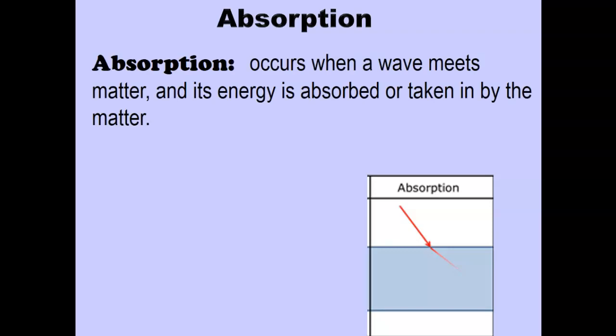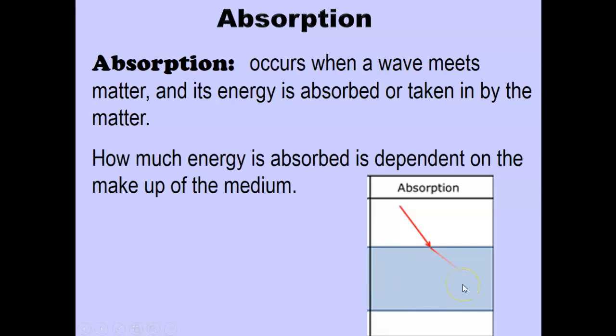So let's get started. Absorption occurs when a wave meets matter and the energy is absorbed or taken in by the matter. So if we look here in this picture, we see this wave, and this is actually a ray, is hitting some matter here, and we see it's getting absorbed by that matter. So we see none is going through. It is being completely absorbed. All of the energy is being absorbed by this substance right here. How much energy is absorbed is dependent on the makeup of the medium through which that wave is traveling.